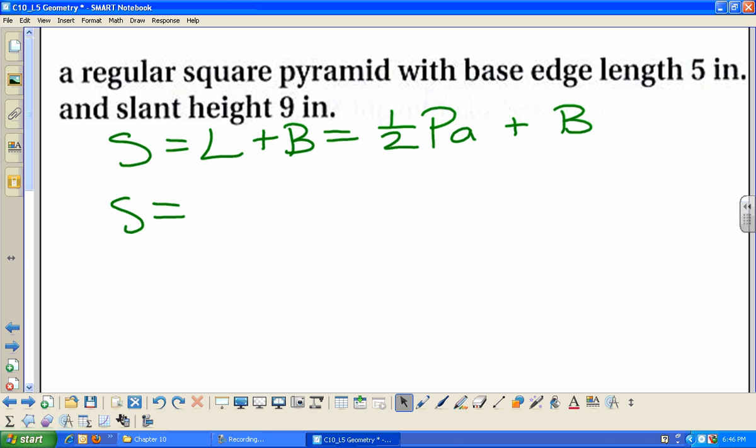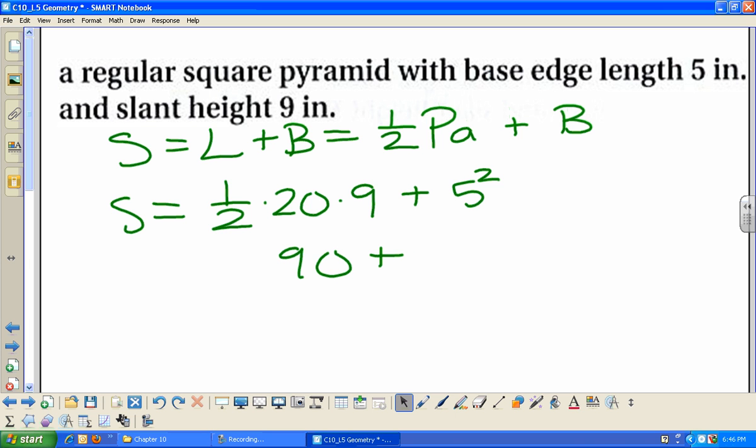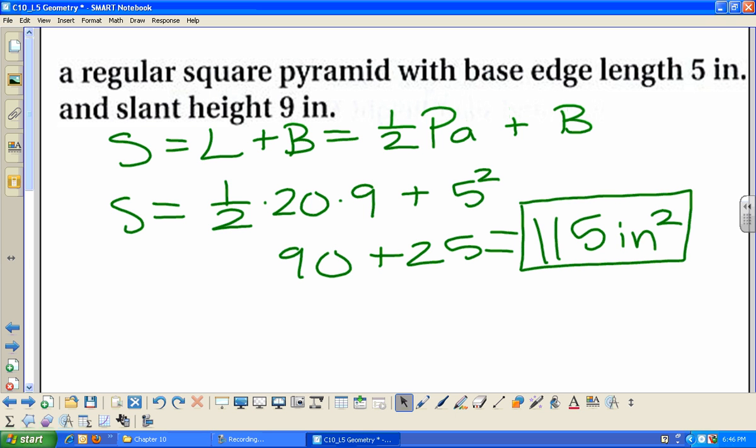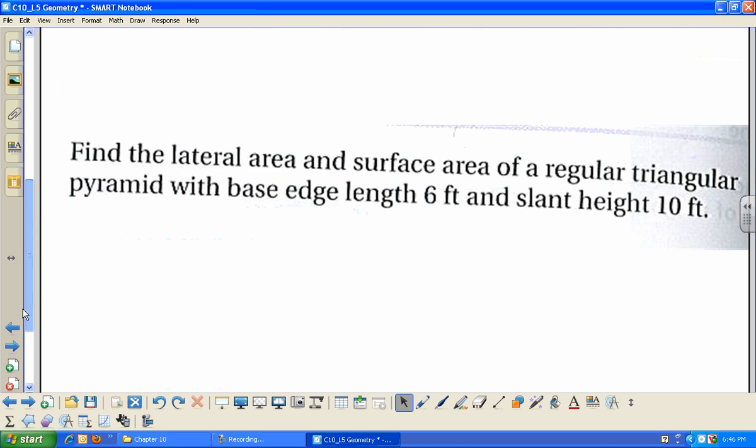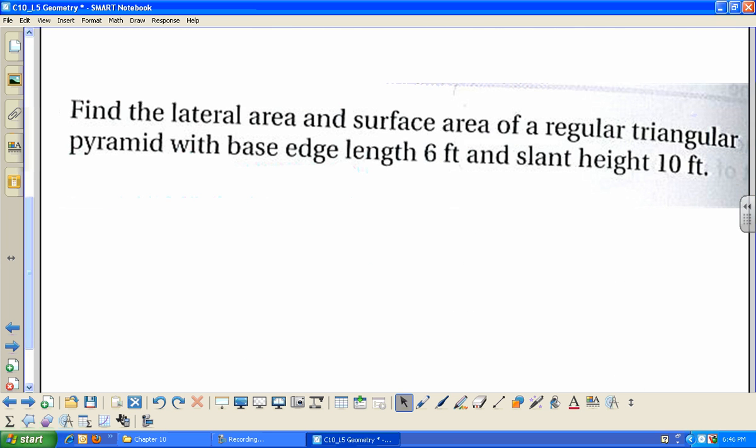So my lateral area would be 1/2. To find the perimeter of the base would be 5 times 4, since we have a square, which would be 20, and my slant height is 9. To find the area of the base, it'd be 5 squared. So 1/2 times 20 times 9 would give me 90. 5 squared is 25, which gives a total of 115 inches squared. Surface area is always squared units because we are talking about area. Area always has square units.